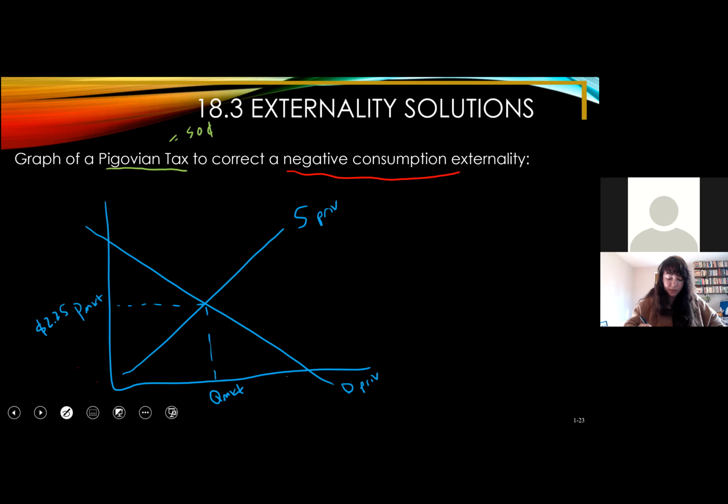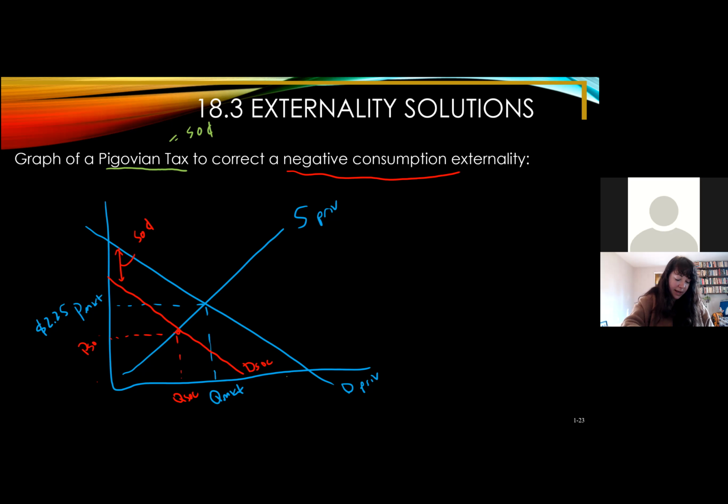And the problem with gasoline was that there is a social demand curve, which is lower by 50 cents at every point, because we subtract off that external cost of 50 cents. So what society actually wants to have happen is less gas be consumed, and they want the price to fall. And maybe this would be something like $2. So how can they get us there? How can they get us to that social optimum?